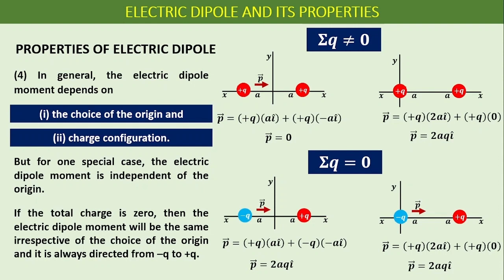So let me read again. In the general case, the electric dipole moment depends on, first, the choice of the origin, and second, the charge configuration. Good.